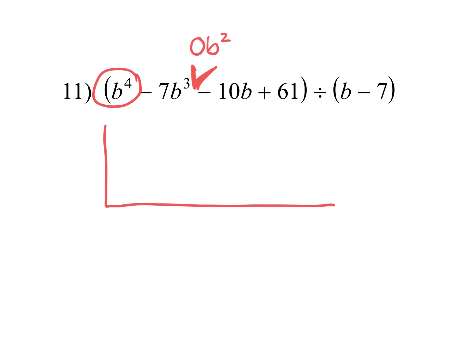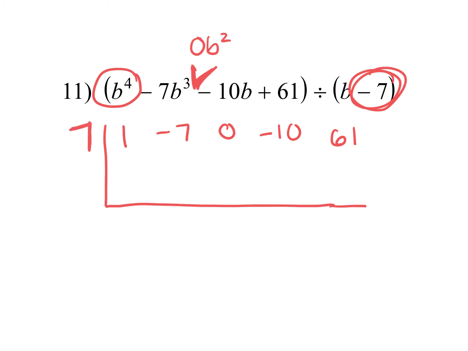What's the number in front of b to the 4th power? 1, then -7, and then 0, then -10 and 61. What goes on the outside? Remember, we changed the sign of the one on the outside, so +7 goes on the outside. So drop down the 1, and we multiply. What's 7 times 1? 7.